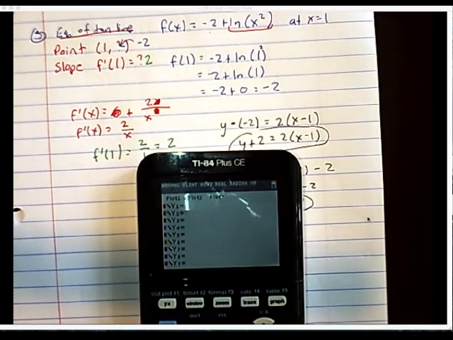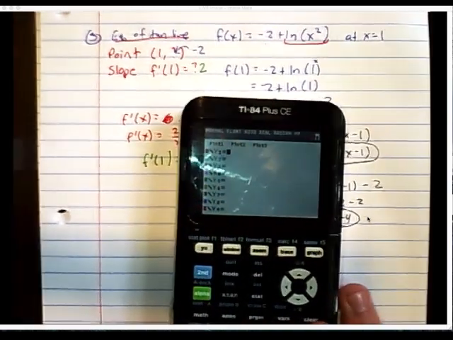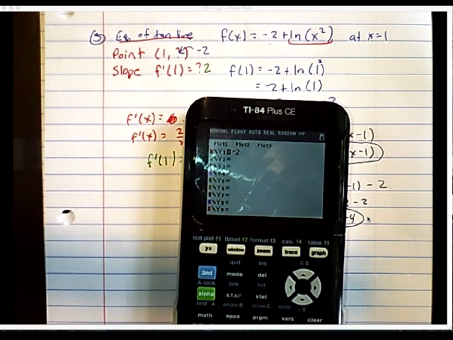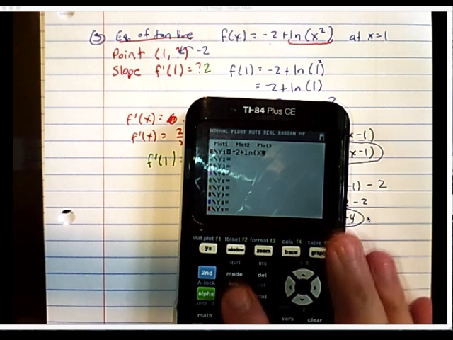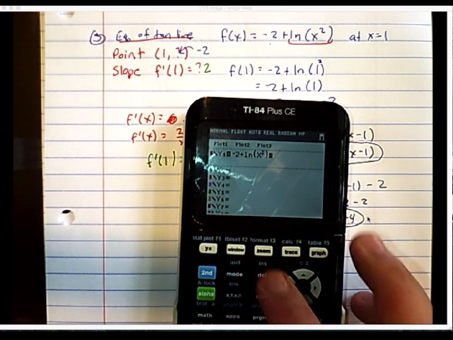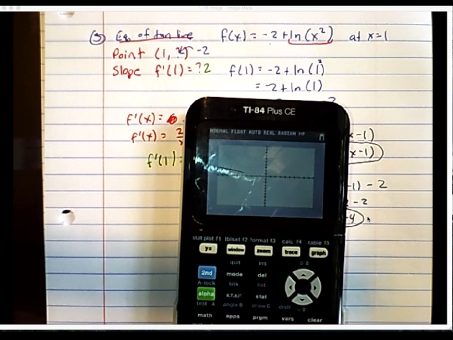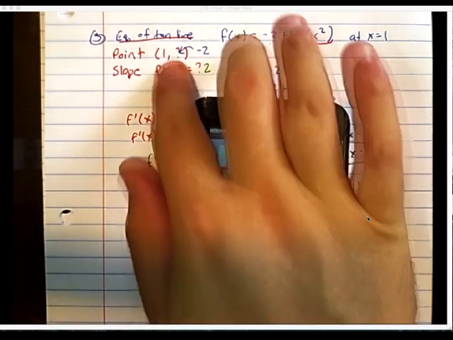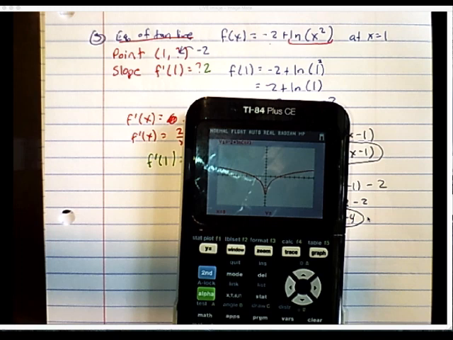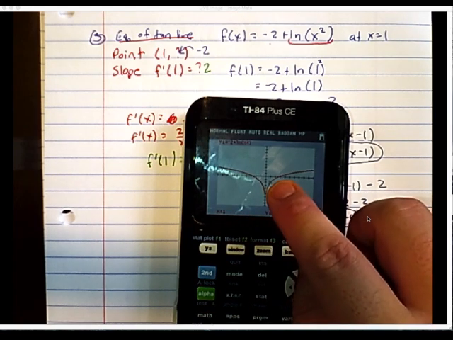So here was the original function: -2 plus ln of x squared. Just going to zoom standard it. That's what that curve looks like. Is the point 1, -2 on the graph? If I type in 1, 1, -2, looks like the point's right.